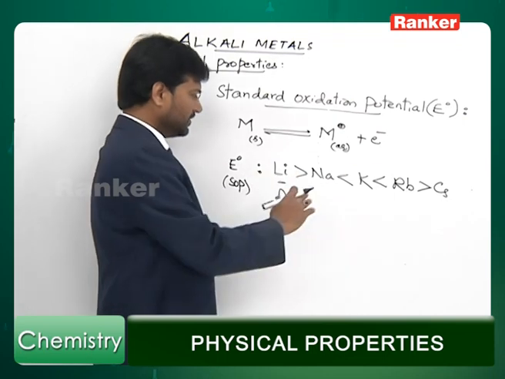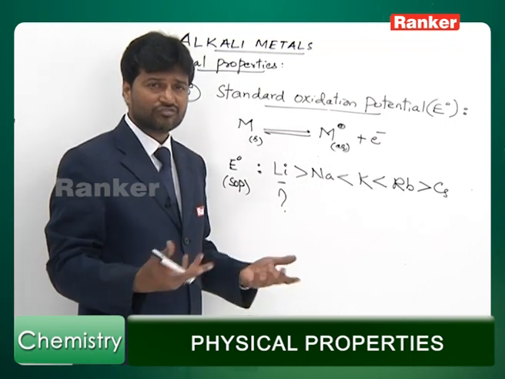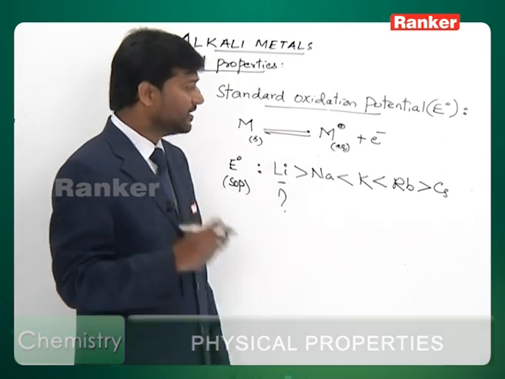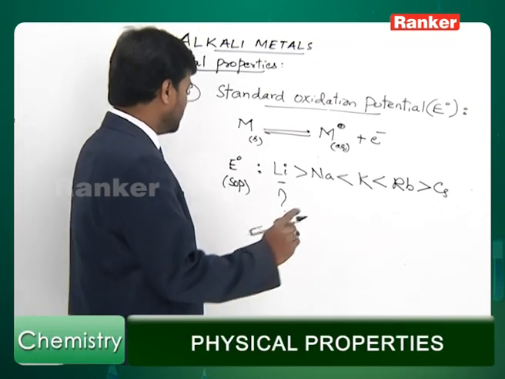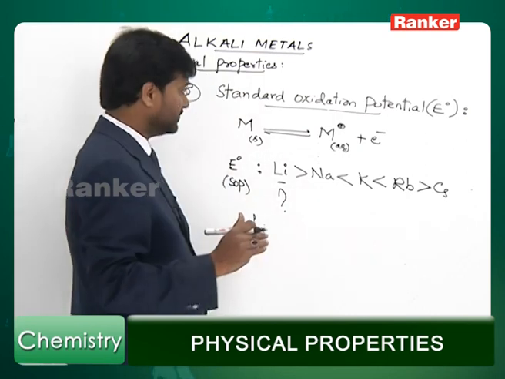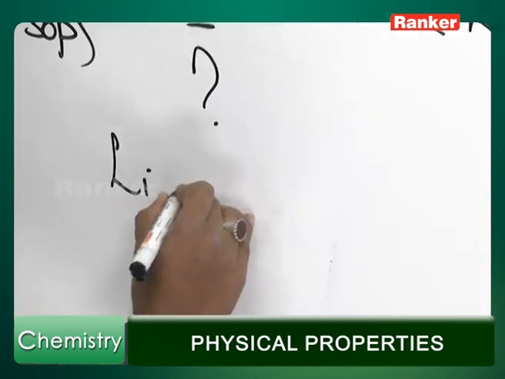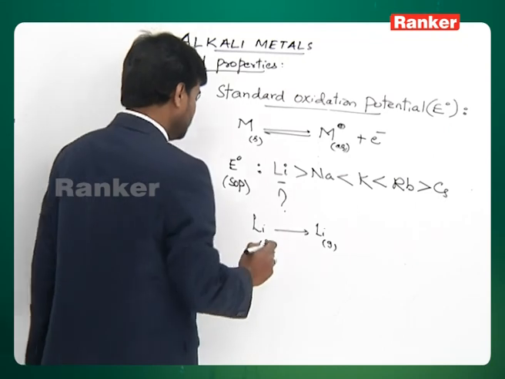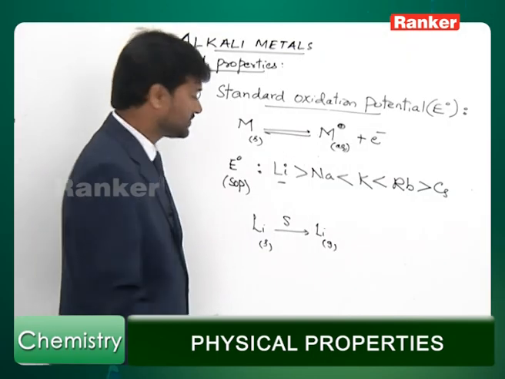So, this order represents the ability of these elements to lose electrons, and the ability is highest in the case of lithium. Lithium has a great tendency to lose electron. Let us try to find out why lithium has the greatest tendency to lose electron with the help of these reactions. The various processes accompanying this overall change are like this. Lithium, which is a solid, will first transform into gas. This will consume energy which is called sublimation energy, represented by S.